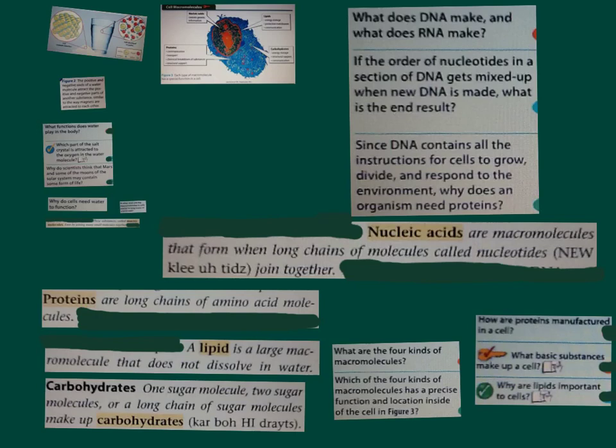The energy in sugars and starches can be released quickly through chemical reactions in cells. Cellulose is a carbohydrate in the cell walls in plants that provides structural support. Key concept check. What basic substances make up a cell?